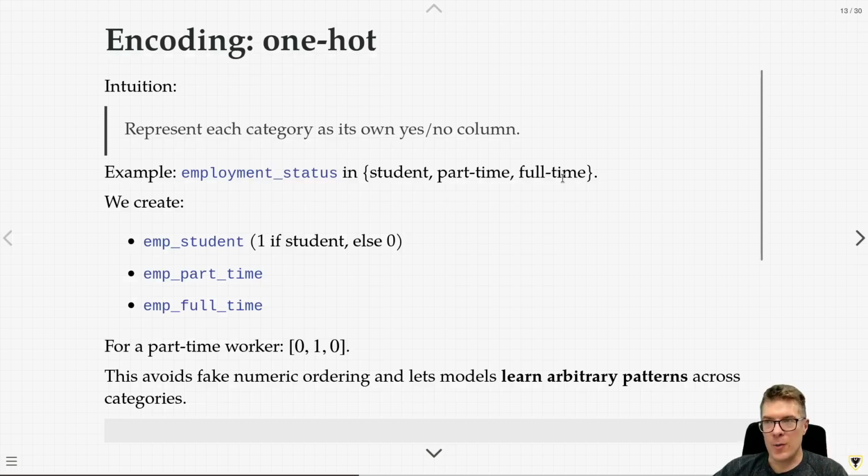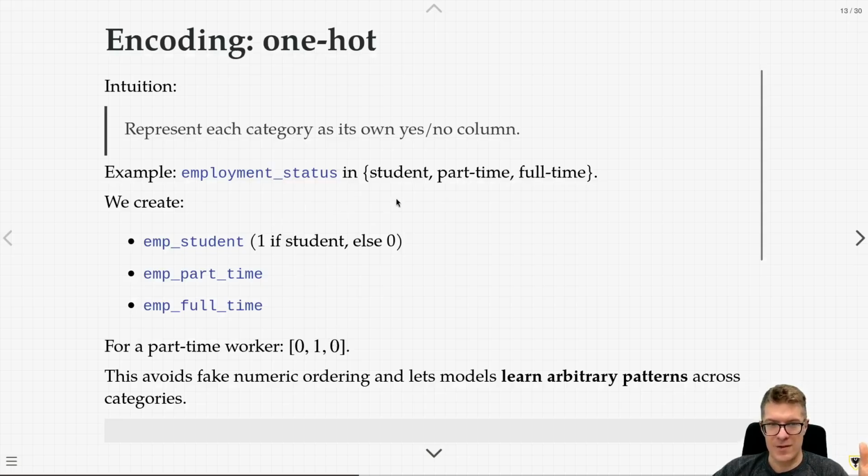Now I want to encode my labels, right? So employment status: student, part-time, full-time. I talked about this a moment ago, and I gave you an example verbally of it before, but here it is visually. It essentially represents every category as its very own binary yes/no column. Like, is this person employed as a student? 1 if they are, otherwise 0. Are they employed part-time? 1 if they are, 0 if they're not. Are they employed full-time? 1 if they are, 0 if they're not.